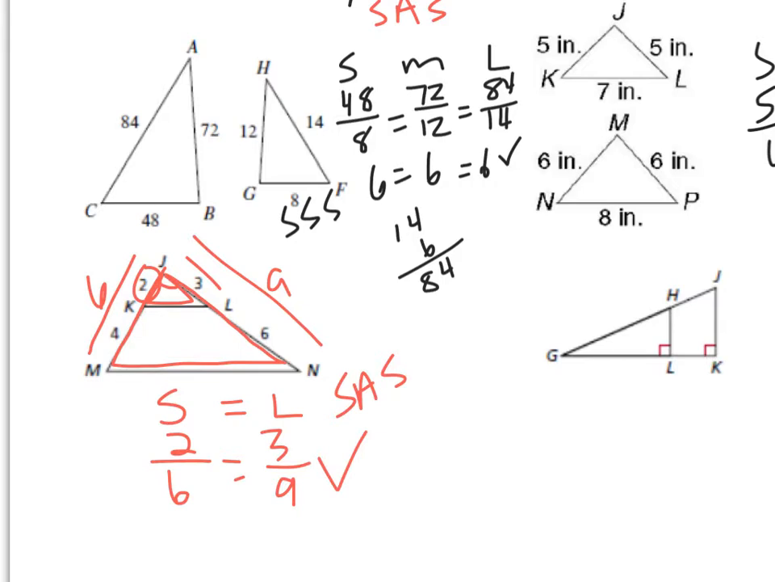And last one, we have little triangle, big triangle, and they both have that angle. And it already gave me a right angle. So these are similar by angle, angle.